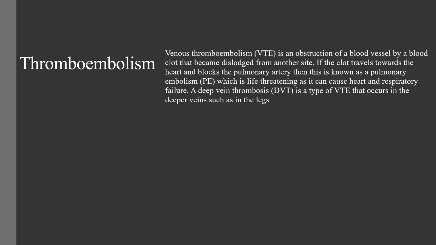So thromboembolism, so venous thromboembolism, which is a VTE, is an obstruction of a blood vessel by a blood clot that becomes dislodged from another site. If that clot travels up to the heart, so I'll just do a heart here, let me do a person here. I hope you guys like my drawing.